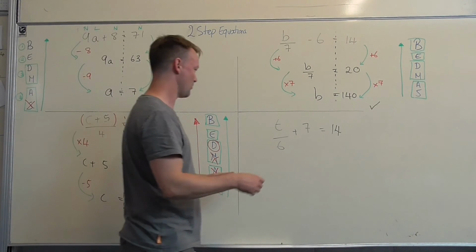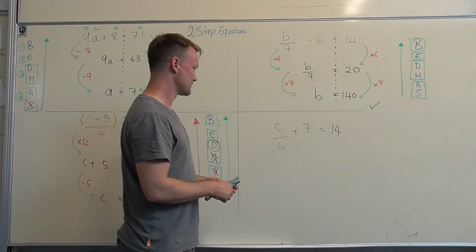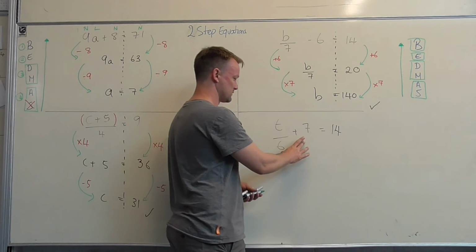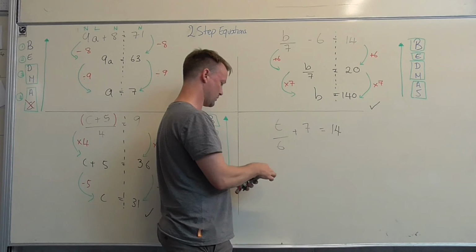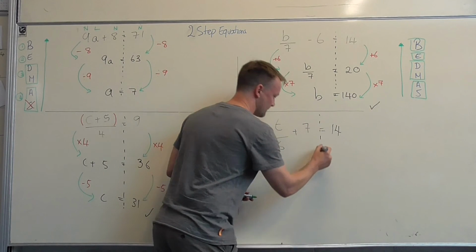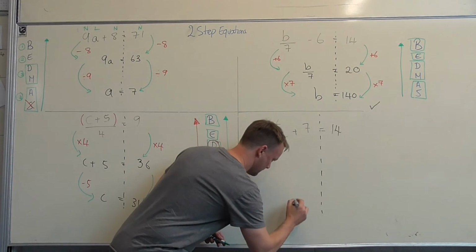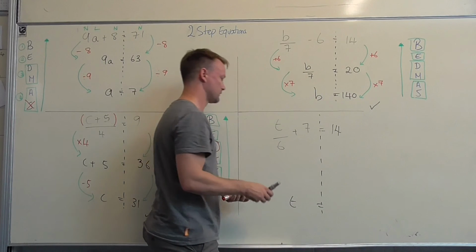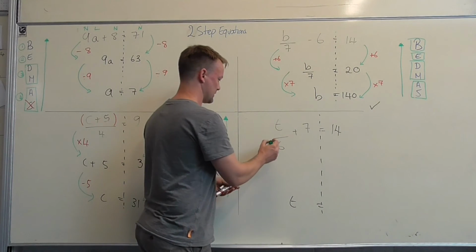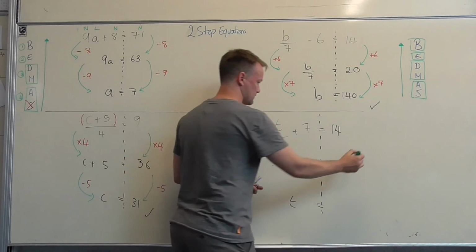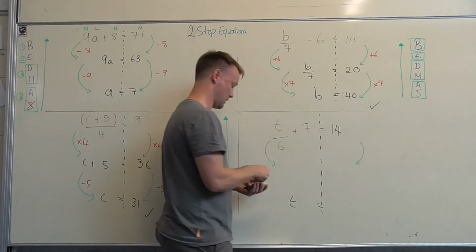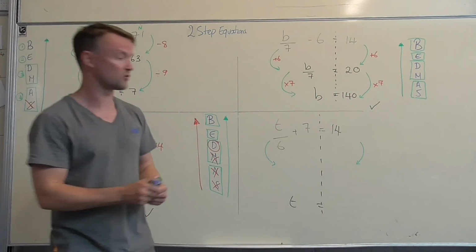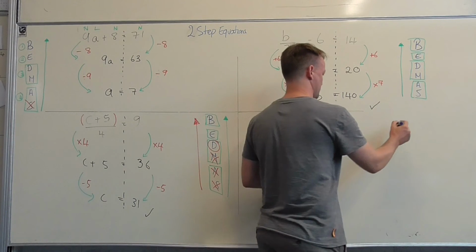Last one on the 2-step. It's 2 steps because there's 2 numbers with a letter. What I want is t equals a number. Don't know what that number is yet. So let's draw our arrows. And I'm going to write BEDMAS because I want to be able to work out which one I'm going to do first.